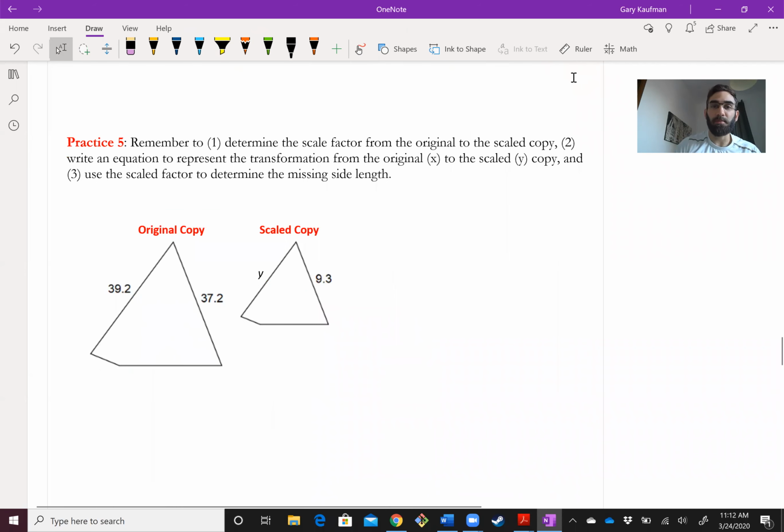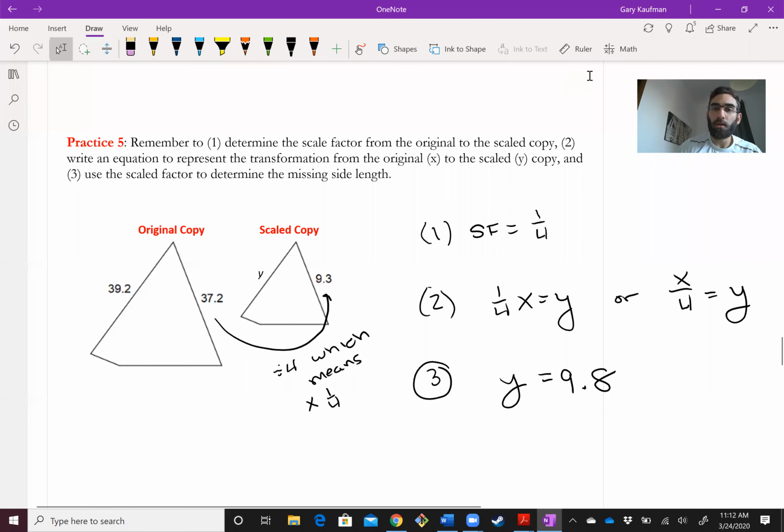All right. Here's the next practice problem. Go ahead. So again, we see that it is dividing. We see what's happening is we're dividing by 4 to go from the original to the scaled, but scale factor therefore means multiplying by 1/4. I've written my equation in 2 different ways, and you can then use the equation.